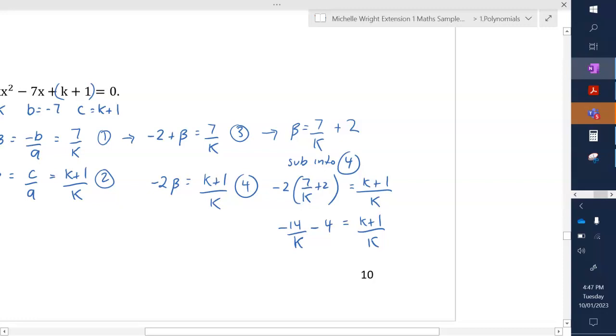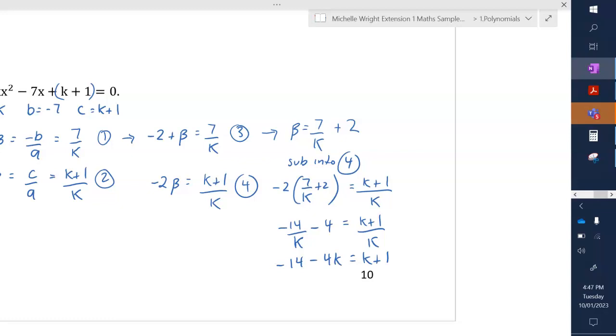I'm looking at that and thinking, I don't like that k on the bottom line, so I'm going to multiply everything by k. So that it's going to make it become minus 14 minus 4k is equal to k plus 1. A heck of a lot nicer than with our k's on the bottom. You just need to make sure that when you're multiplying everything by k, you're also multiplying that minus 4 by it. Let's gather like terms.